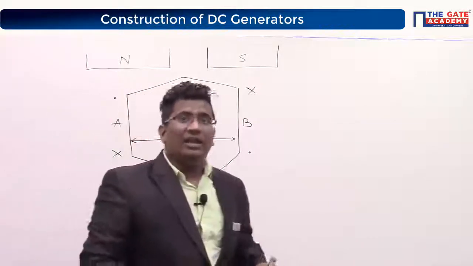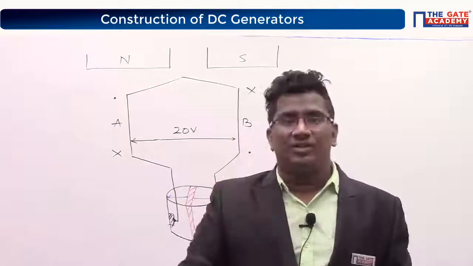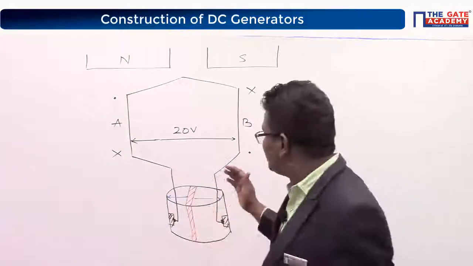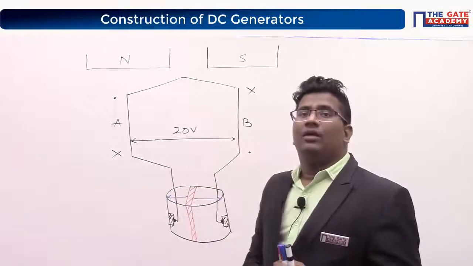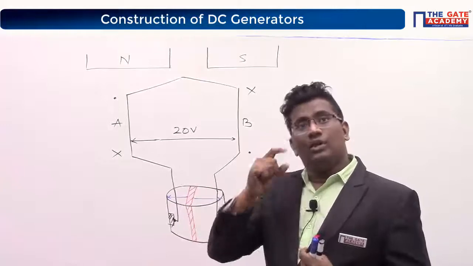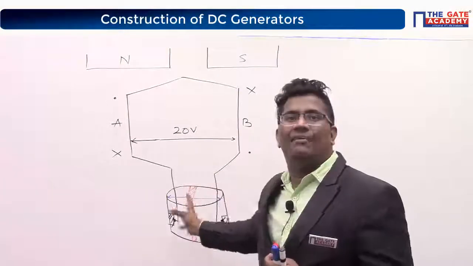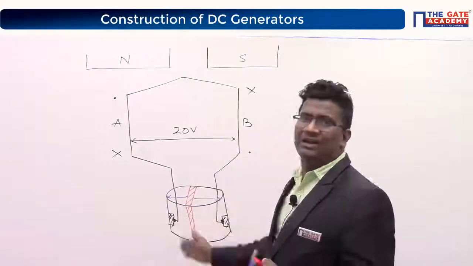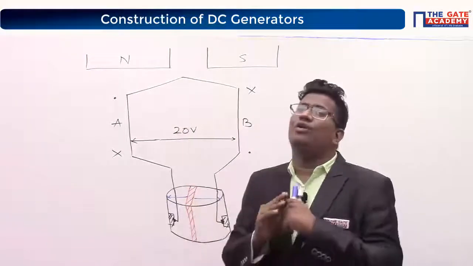Now you tell me, when will this insulation get damaged, if you apply more than 20 volts or less than 20 volts? Tell me, when will this insulation be damaged? Come on, quick. When will this insulation be damaged? More than 20 volts, right? It means you have designed your insulation for 20 volts, so you should not give more than 20 volts.